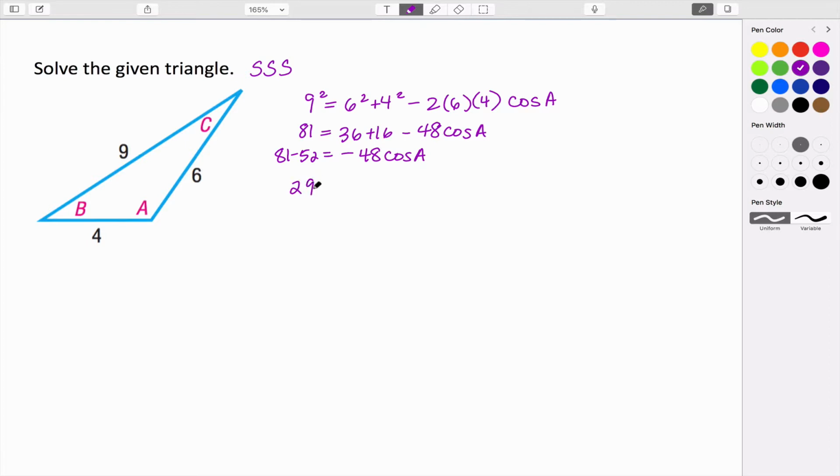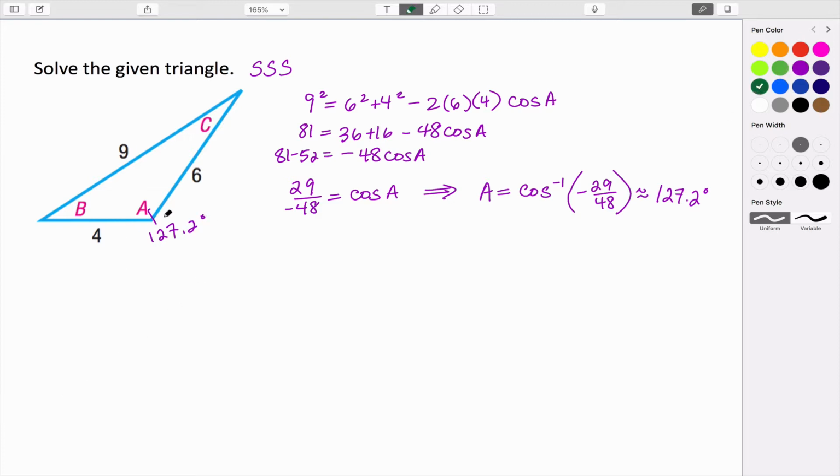So 29 divided by negative 48 is equal to the cosine of A, which means that we can take the inverse cosine to get that A is the inverse cosine of negative 29 over 48. Plug this in your calculator and you'll get that the measure of angle A is about 127.2 degrees. So this is about 127.2 degrees.